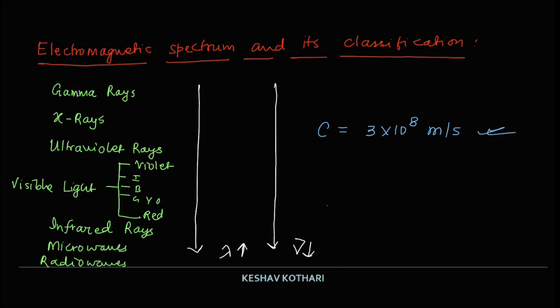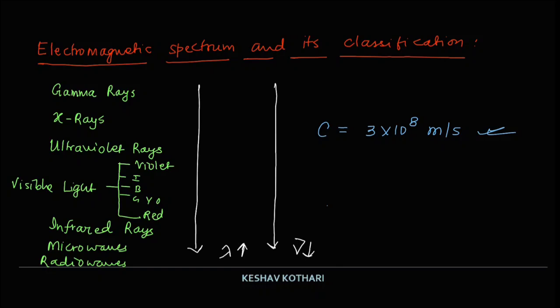The next one is these waves are not deflected by the electric and magnetic field. Although they have the electric and magnetic component in it, they cannot be deflected by electric and magnetic fields. And the last property common to them is that they are transverse in nature. So these waves are transverse in nature.